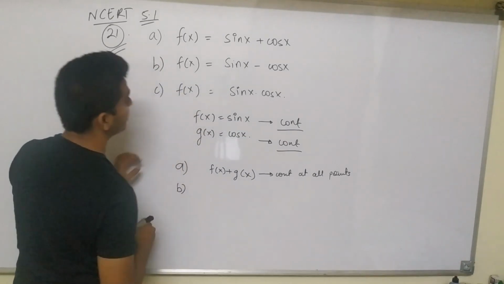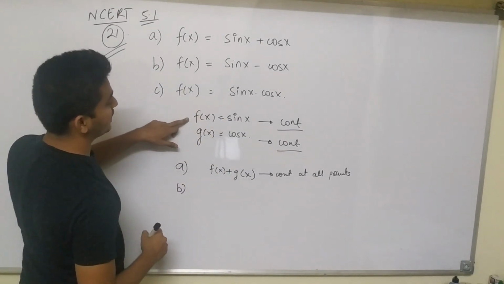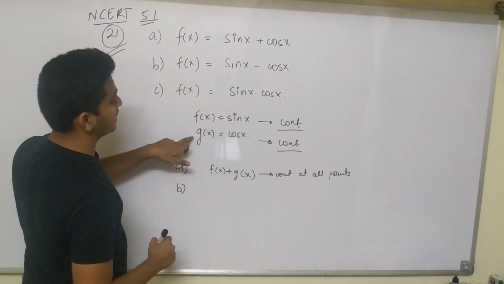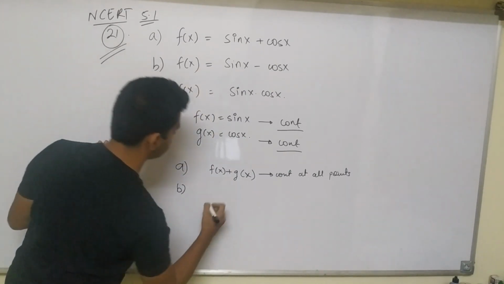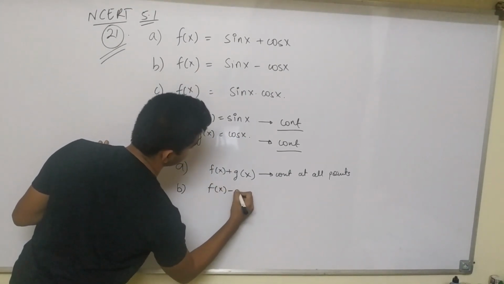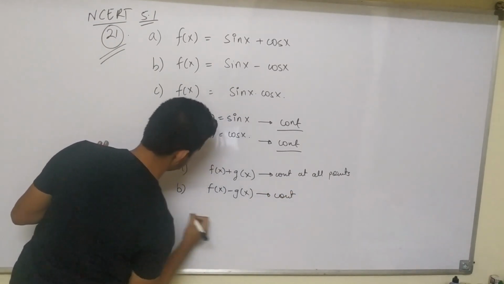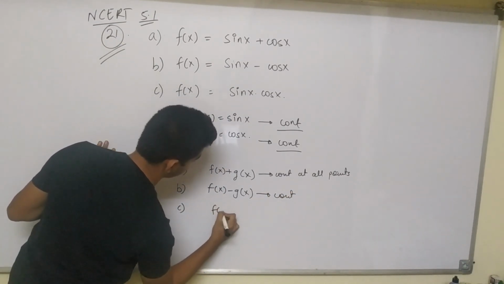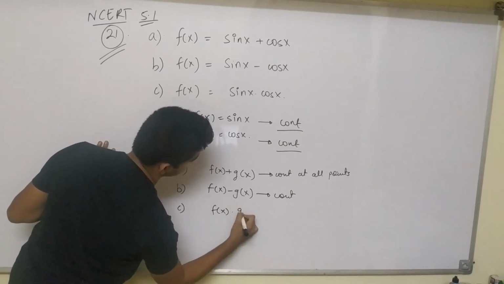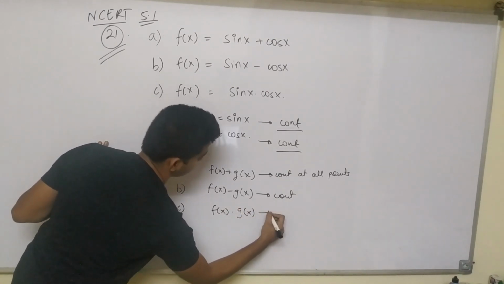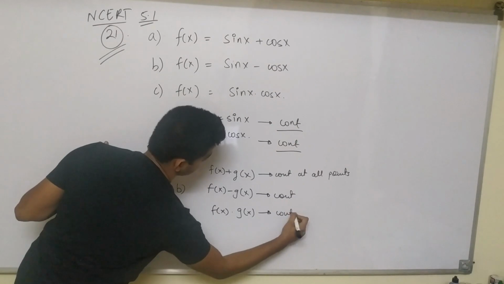In case of B, if f of x is sin x and g of x is cos x, we can say this function is f of x minus g of x, and hence the function is continuous. And in case of C, it is f of x times g of x. So again this function is continuous.